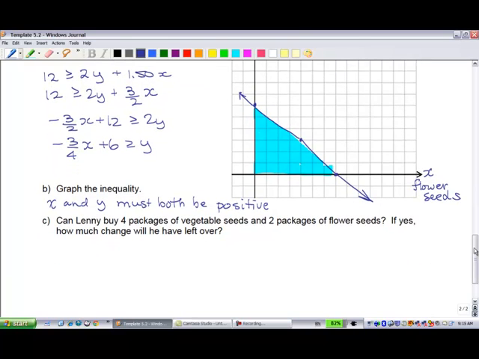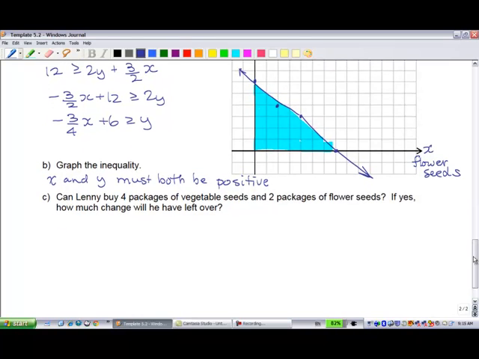So when we get into, can Lenny buy 4 packages of vegetable seeds and 2 packages of flower seeds? Let's check how much change he'll have left over. What we can do is just plot a point. Can he buy 4 vegetables? So vegetable is vertical: 1, 2, 3, 4. And 2 flower seeds. It looks pretty close. Let's test it out. I think yes. It could be I didn't graph it very well, but let's take a look.